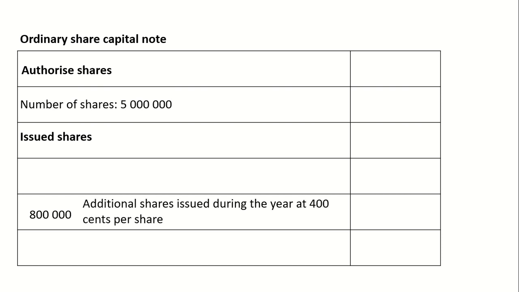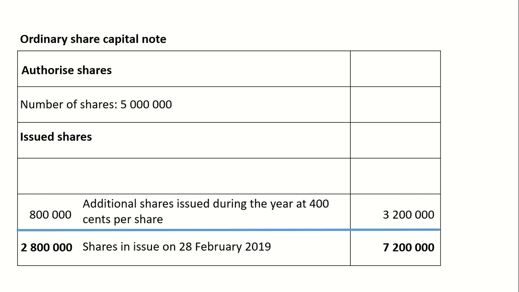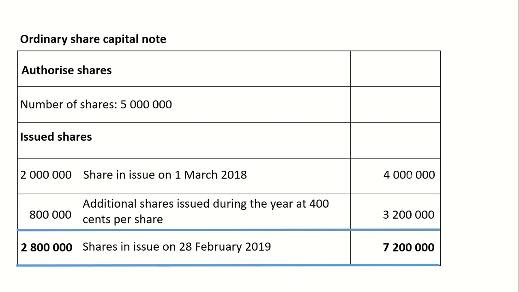Our ordinary share capital note will have authorized number of shares, which will be 5 million, but we issued additional shares, which was 800,000 shares at 400 cents, and that's how we got that 3,200,000. But I just want to notify you of something. At the beginning of the year, we had shares that were already issued, and it was 2 million shares, and the share capital on those shares was simply 4 million.